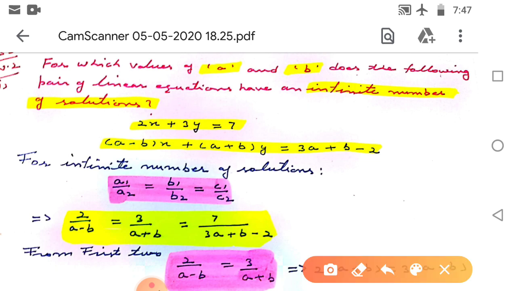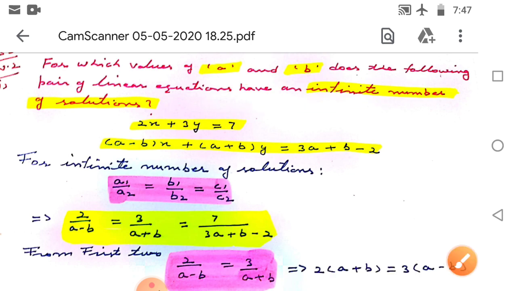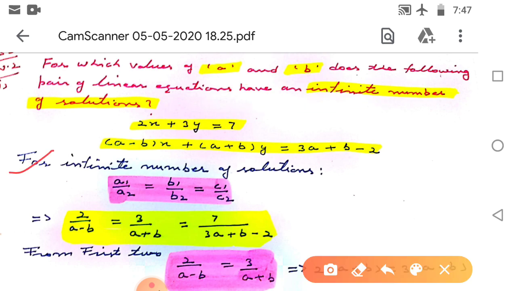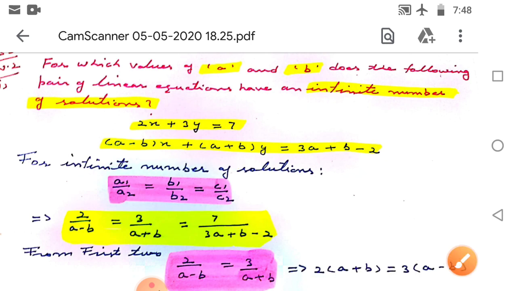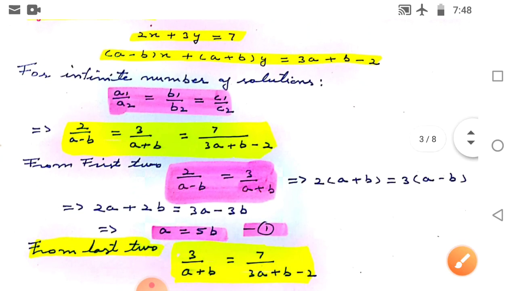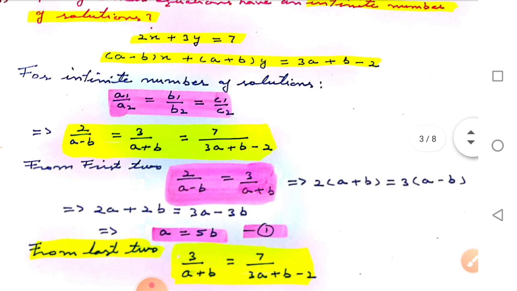Clear? But the condition is for infinitely many solutions. Clear? And important thing is, for infinitely many solutions, we have a condition. What is that condition? The condition is a1 upon a2 is equal to b1 upon b2 is equal to c1 upon c2. Very important. For infinitely many solutions, algebraically we express it as a1 upon a2 is equal to b1 upon b2 is equal to c1 upon c2. Now put the values of a1.